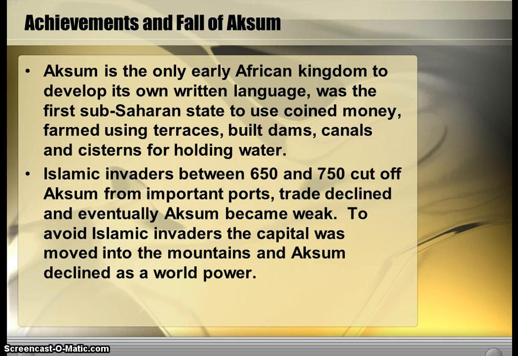What happened to Axum was that the Islamic invaders came and cut off Axum from its ports, so they couldn't get their trade in and out, and Axum became weak. In order to avoid fighting with the invaders, the king moved the capital inland to a mountainous area, and Axum declined as a world power. Take a moment now to finish filling out your passport on Axum before we go on to the next civilization.